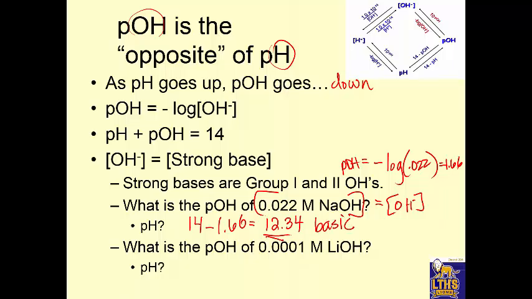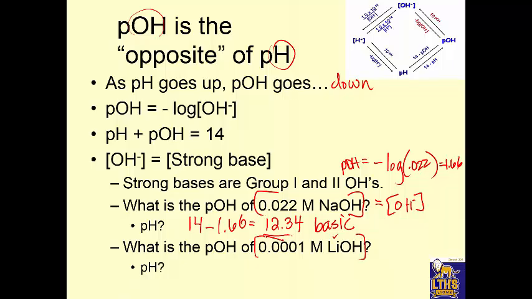Because the pH is a higher number, or it's closer to 14, and that's what bases are, above 7. Okay. So what is the pOH of 0.001 molar lithium hydroxide? Okay, so this is a base. How do you know? It's a base. Is it strong or weak? Strong, because it's got lithium metal in it.